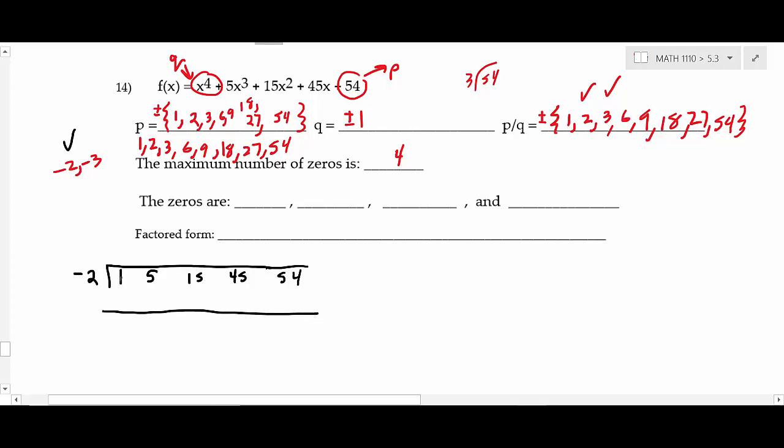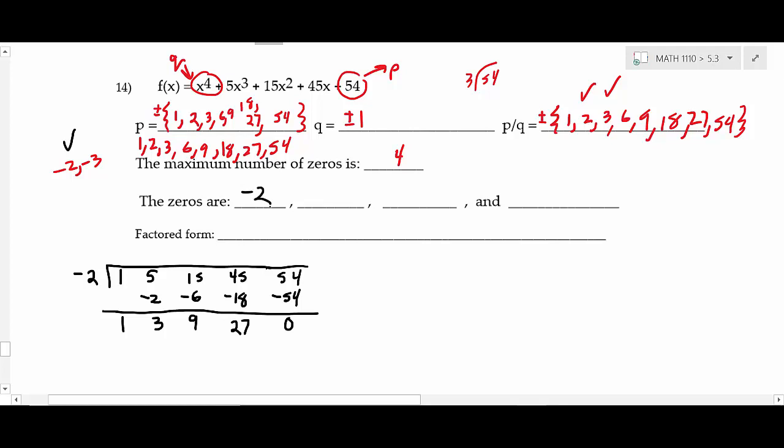Good, okay? So I bring this down, that's 1. Multiply, that's -2. Add the column, that's 3. Multiply -2 times 3 is -6. Add the column, that's 9. -2 times 9 is -18. Add that, that's 27. And then finally, -2 times 27 is -54. So we knew that was going to happen. Okay, so our first 0 officially is -2.